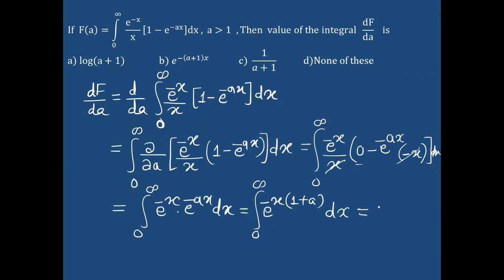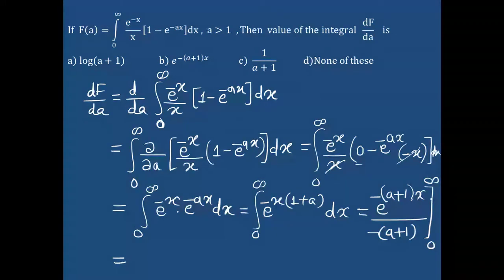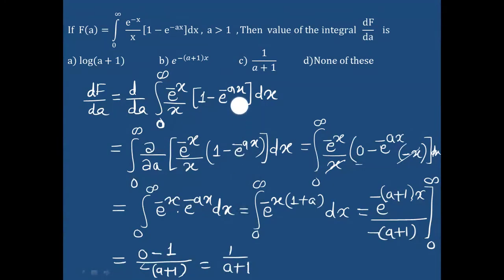Now integrate this. It is e raised to power minus of a plus 1 times x upon minus of a plus 1, over the limit 0 to infinity. Now apply the limit. Put x as infinity, so it takes the form e raised to power minus infinity, and we know that e raised to power minus infinity is 0. Now put the lower limit, x is 0, e raised to power 0 is 1. So minus of the lower limit value, that is 1, upon minus of a plus 1. So we get 1 upon a plus 1. That's how we get the correct answer for this particular problem, which is C.